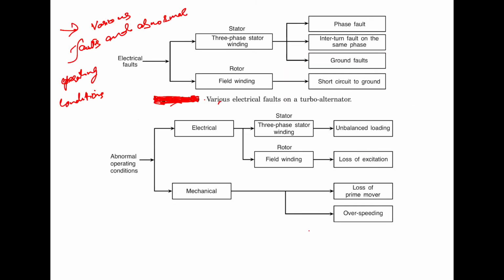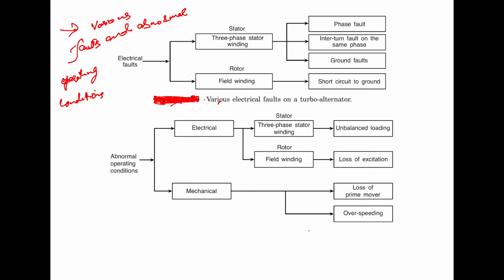Now we'll discuss the various faults and the abnormal operating conditions. In addition to the electrical faults, a generator goes through many abnormal operating conditions which need to be understood, because we must differentiate between what is an abnormal operating condition and what is a fault, and then we can use the protection circuit for that case. This figure shows the hierarchy of the electrical faults and the abnormal operating conditions.